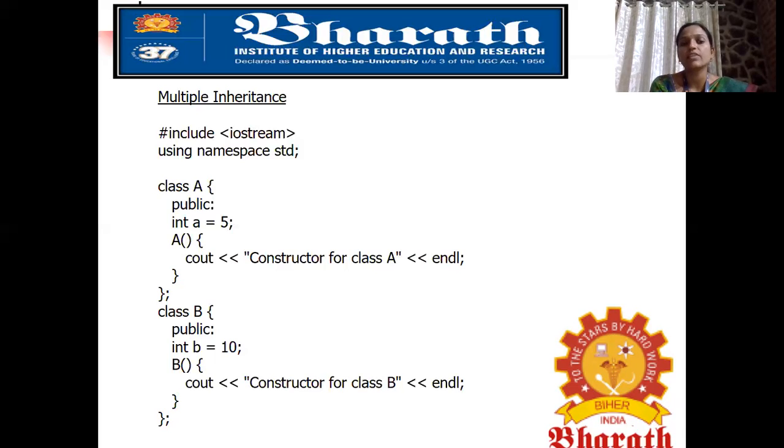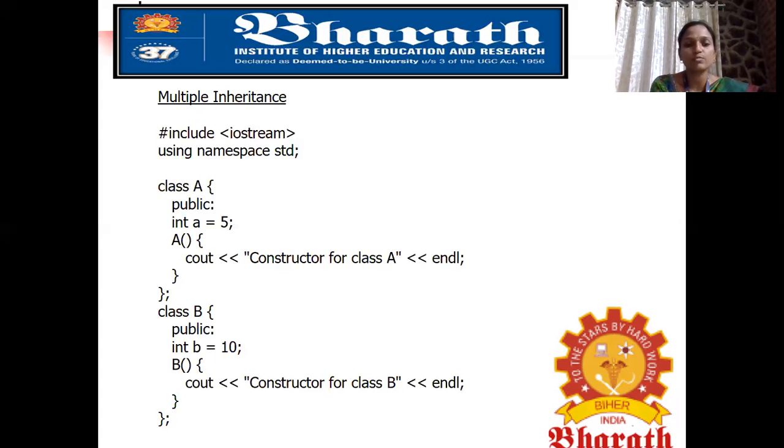In class A, we have used only one variable, a, with the value 5. Next, we have used one method, but here we won't call it a method, because the class name and the method name are the same. If the class name and the function name are the same, then we call it a constructor. In that constructor, it has to display the message, constructor for class A. You have to close it with the semicolon. This is for class A.